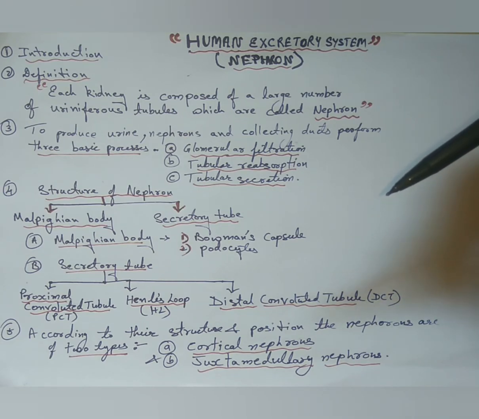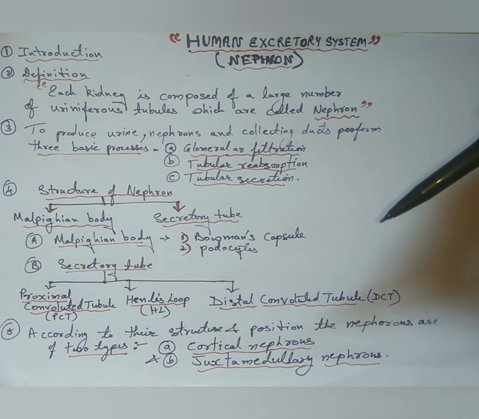Their renal corpuscles lie in the outer portion of the renal cortex, and they have short loops of Henle that lie mainly in the cortex and penetrate only into the outer region of the renal medulla. The other 15 to 20% of the nephrons are juxtamedullary nephrons. Their renal corpuscles lie deep in the cortex close to the medulla, and they have a long loop of Henle.